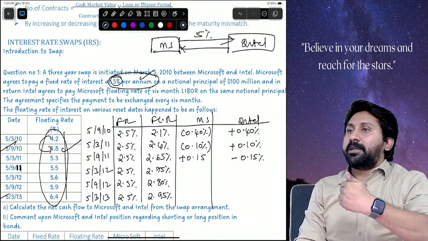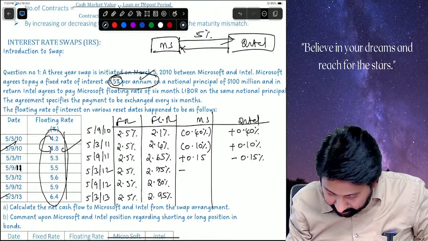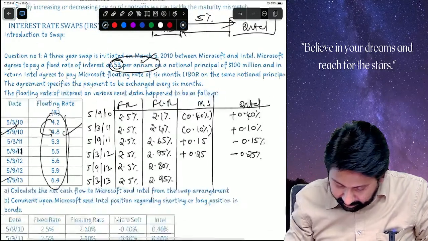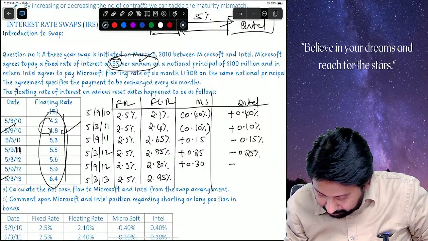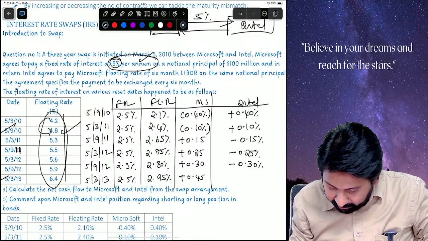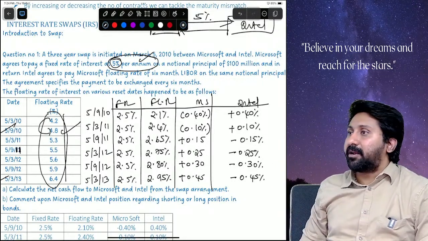Next. You should pay me how much? 2.5. I should pay you how much? Gain or loss? Gain. How much? Minus 0.25. Like that. Tell me fast. Plus 0.3, minus 0.3. Next. Plus 0.45, minus 0.45. Up to here, everyone understood the point clearly.